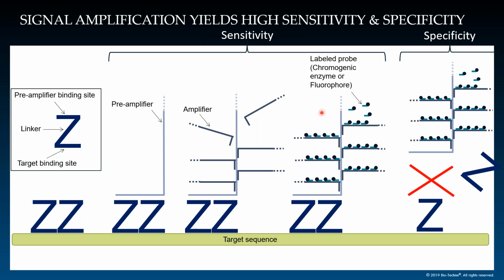Additionally, we also ensure a high degree of specificity. As I mentioned, the two Z probes have to bind in tandem next to each other on the target transcript for the preamplifier to bind onto the Z pairs. If you have a single Z probe non-specifically binding to another sequence, the preamplifier will not be able to bind onto this probe, and there won't be any amplification tree formed.